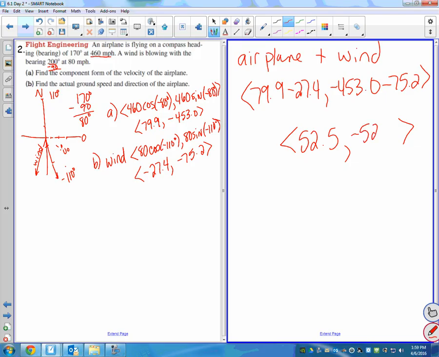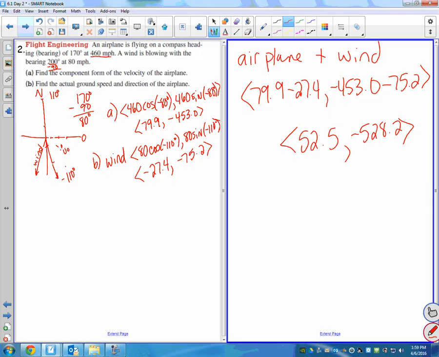Negative 528.2. And notice this is in miles per hour, so we're talking about miles here. So that means if we added those two together, think about what I talked about yesterday. Is this the speed or the angle of direction? This is just my component form, but we did that yesterday.